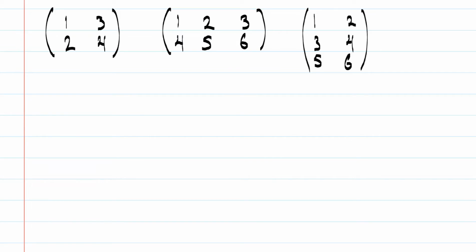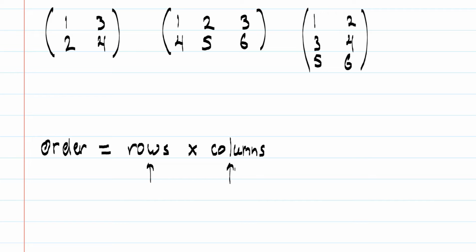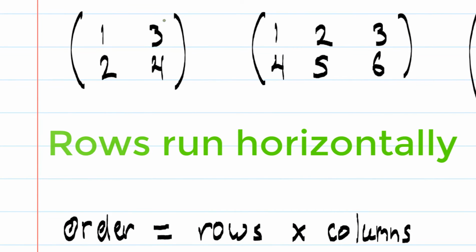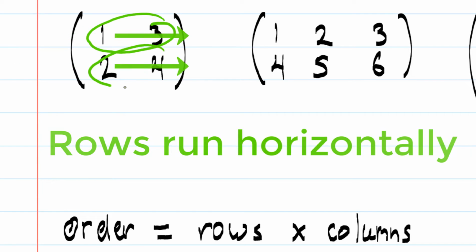Let's take a look. Recall that the order of a matrix is simply a reference to the number of rows in that matrix and the number of columns in that matrix, with the number of rows being cited first and the number of columns being cited second. Rows are lines of numbers that run horizontally in a matrix.